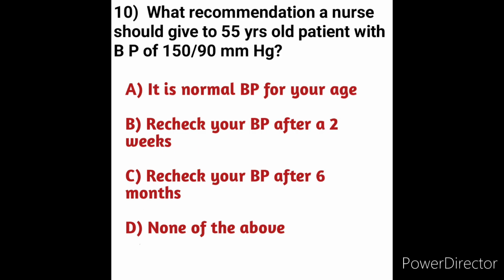Next question, 10th question. What recommendation should a nurse give to a 55 year old patient with a blood pressure of 150 by 90 mm of Hg? The patient is having 150 by 90 mm of Hg. The patient's age is 55 years old, meaning an older adult. We will see the options here.